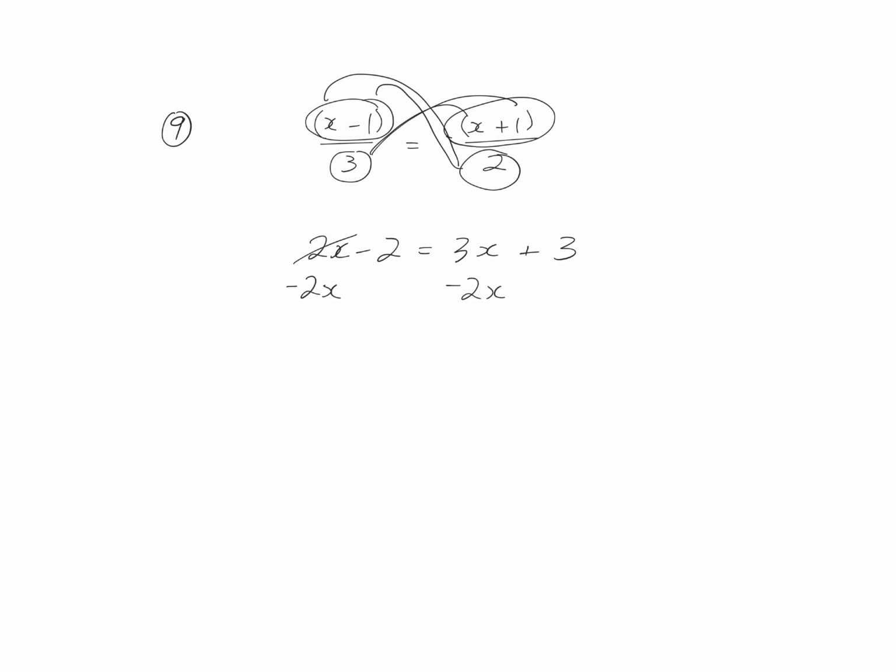Keep the x's positive, these cancel. I'm going to go minus 3 here. Those cancel, minus 3 here. So minus 5 equals x. And so our answer is x equals -5, and that is A.